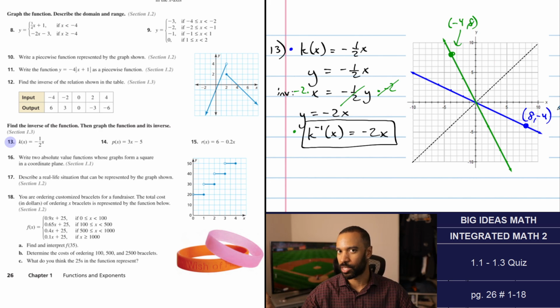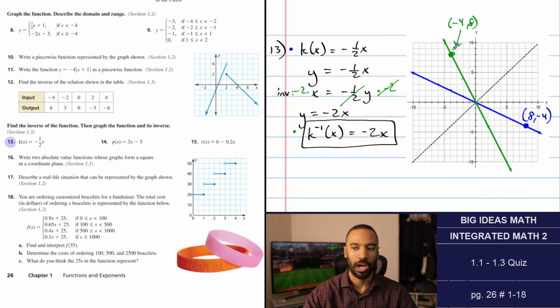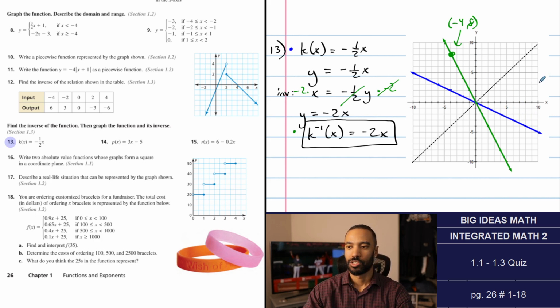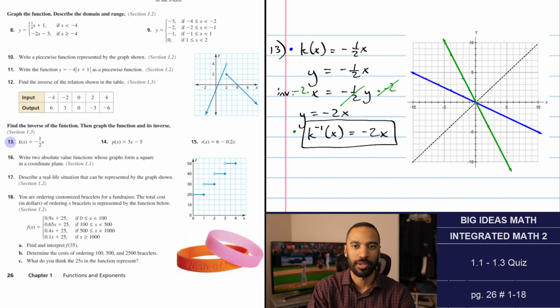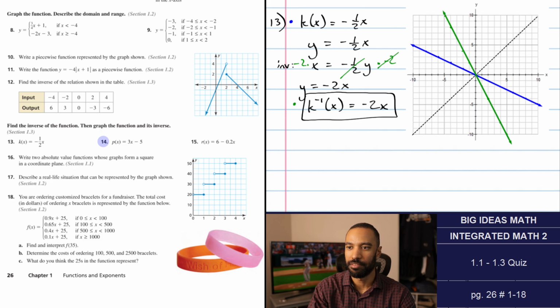This is all over the place. They all have those, but you can see the reflection across like that. So that's how they look as sketches, and that's an example of one that has a point reflected across. That is number 13. Number 14: P of x equals 3x minus 5.